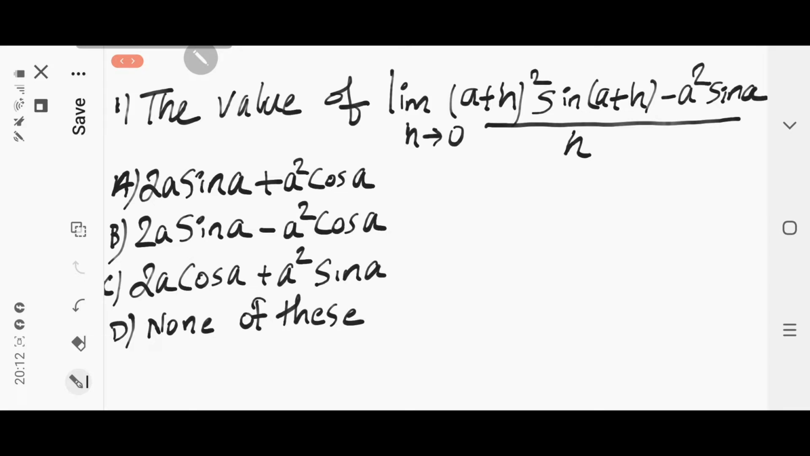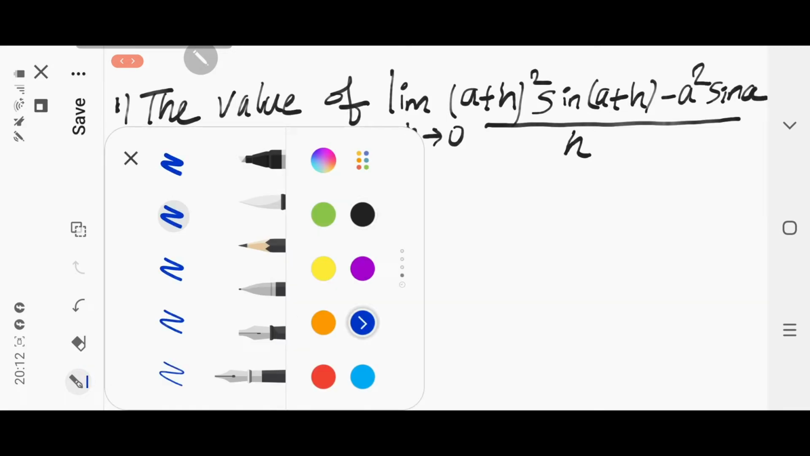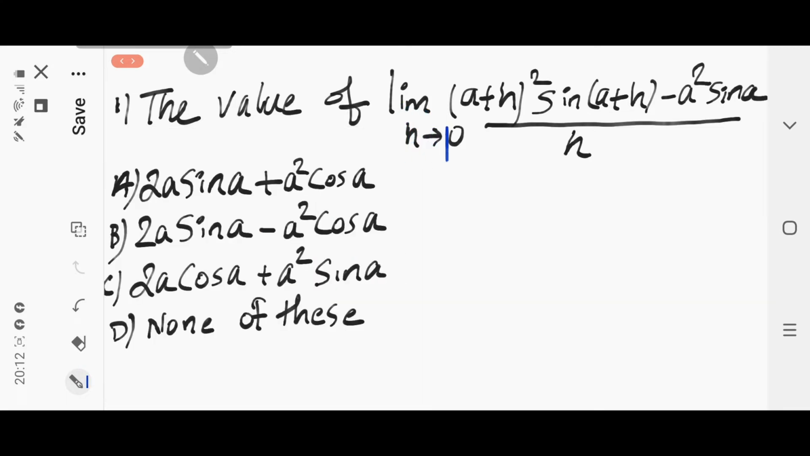Here is a question which is given in your display. The question is: find the value of limit h tends to 0, [(a plus h) the whole square into sine of (a plus h) minus a square sine a] the whole divided by h. This is a question on the section limits. Therefore you need to apply limits to this, right?